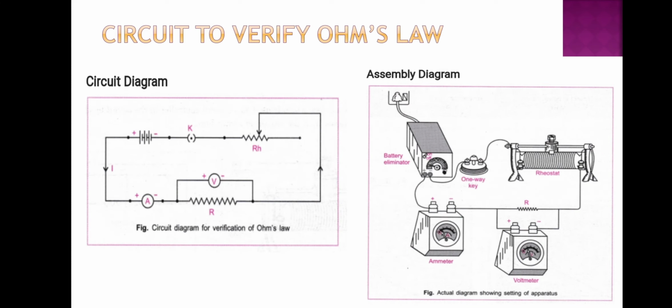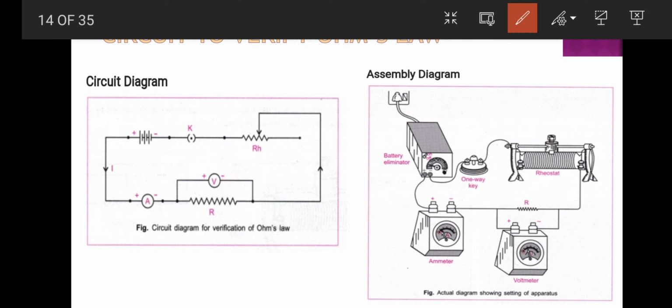So now we are going to see the circuit to verify Ohm's law. How to verify Ohm's law? See, this is the model. You can see here very clearly how the connection is given. So this is the plug where you will connect, and we have a battery eliminator to which we have connected a one-way switch. Okay, it is a switch, and to the other terminal we have connected a rheostat. You have to look at this circuit diagram, and accordingly we are going to connect this assembly. So how is it done?